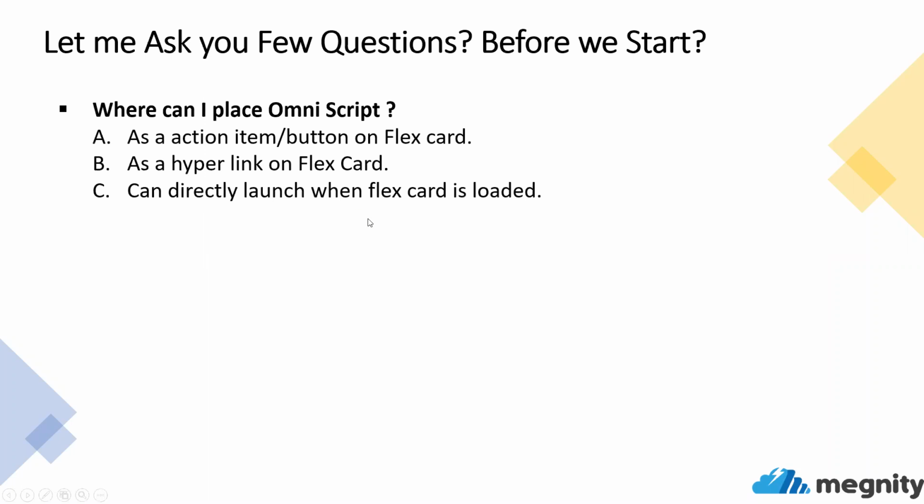Okay. So first, my question is, where can I place my OmniScript? As an action item or a button on a flex card, or as a hyperlink on a flex card, or can it directly launch when the flex card is loaded? Venu, I think we didn't discuss flex cards, so they don't have an idea about flex cards. That's fine. Overall assumptions, what are they thinking?